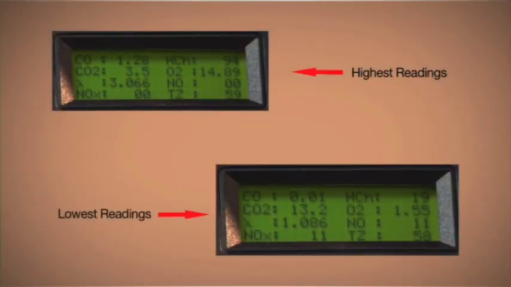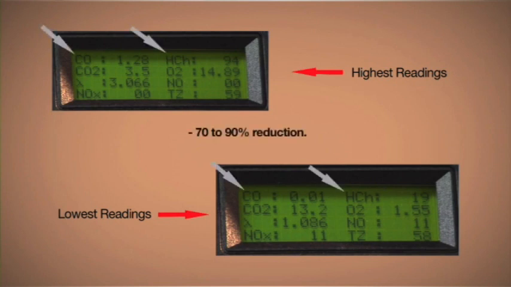Now that we have our readings, we take the highest reading and the lowest reading, and we make a comparison of those two. What we're looking for is a 70 to 90% reduction in the gases, especially the HC and CO coming out the tailpipe. Now this can be done with NOx, however, the vehicle needs to be driven under a loaded condition in order for this to happen, or you can possibly use a dynamometer.